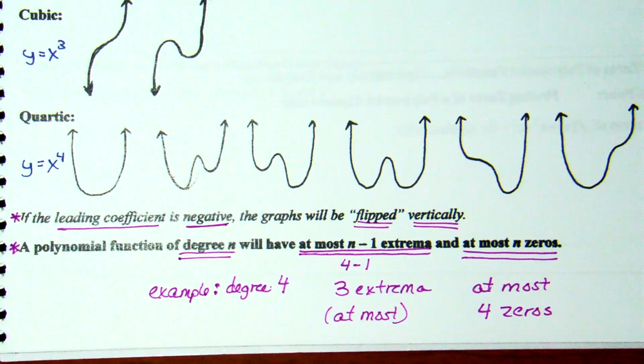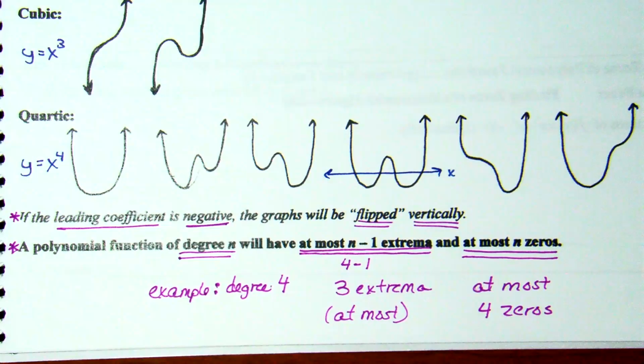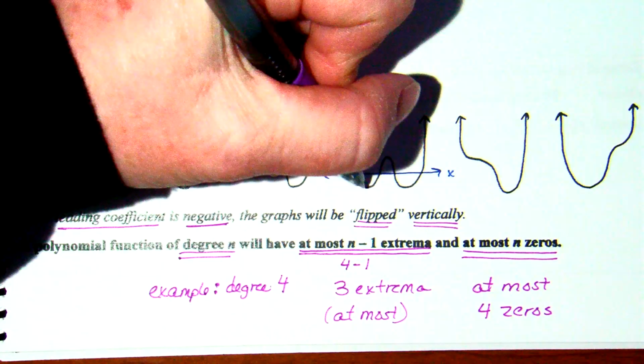Now, I'm going to use the W shape up above to demonstrate. If my x-axis went right through here, if that's my x-axis and I just drew it through the one that looks most like a W, that's a degree 4 because it's that W shape. It says at most 3 extremas. Do I have 3 extremas there? Yes, because there's a min, a max, and another min. So that's an example of at most 3 extrema.